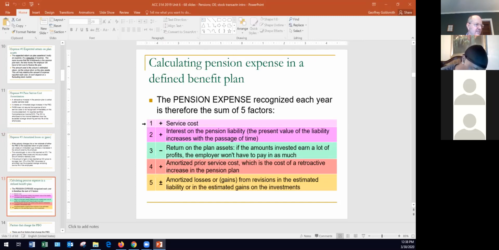Service cost increases it. Interest on the pension liability increases it. These increases are offset by the return on the plan assets. The cost would be increased if they have to amortize prior service cost. Not every pension plan has that, but if they do, that would be amortized in increased pension cost each year. Then it could increase or decrease by amortized losses or gains from revisions in the estimated liability or in the estimated gains on the investments.